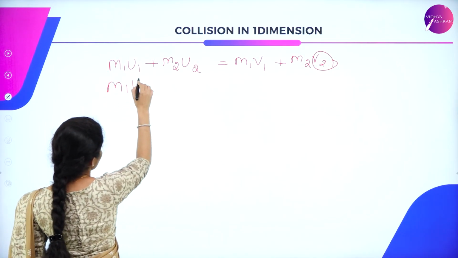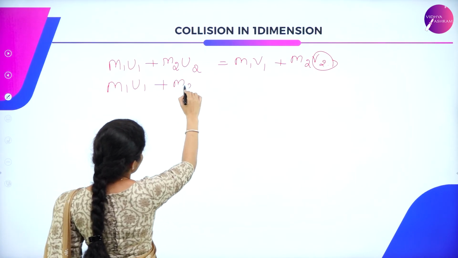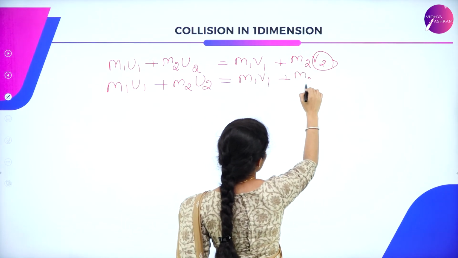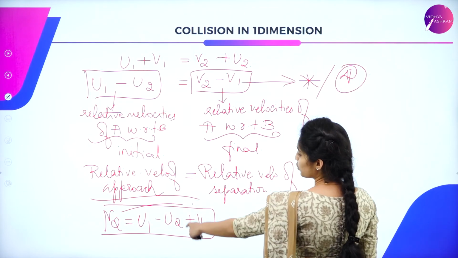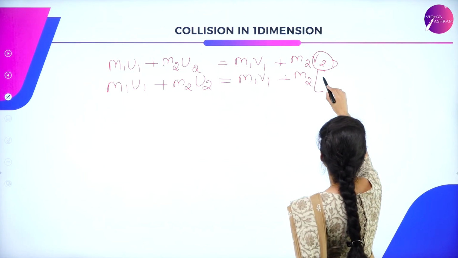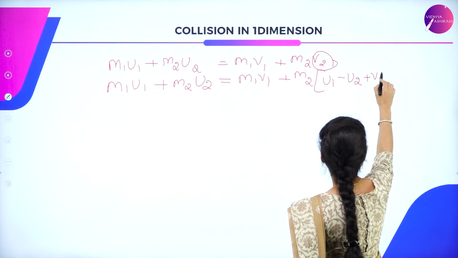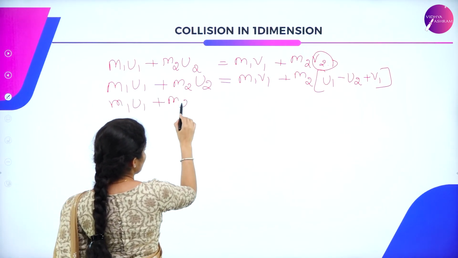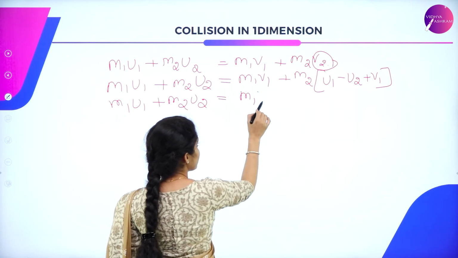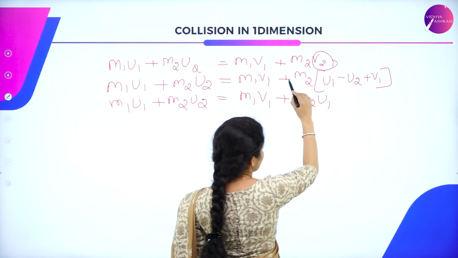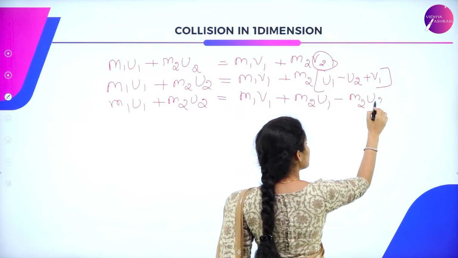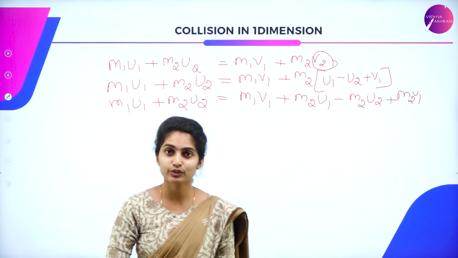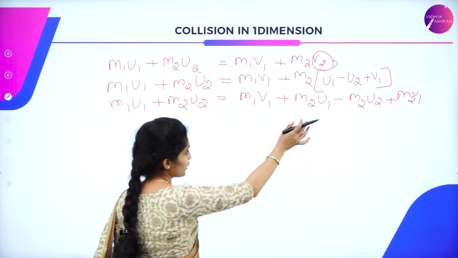So, M1 U1 plus M2 U2 is equal to M1 V1 plus M2 times U1 minus U2 plus V1. How can you write this? M1 U1 plus M2 U2 is equal to M1 V1 plus M2 U1, minus M2 U2, plus M2 V1. Here we are solving for the velocity of the first particle after collision, so retain your V1 terms.